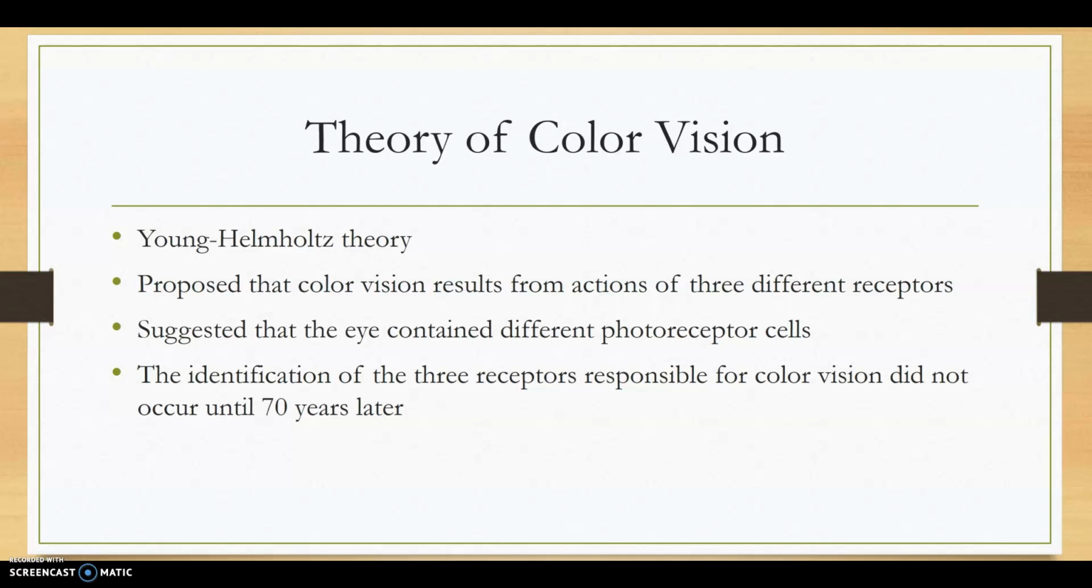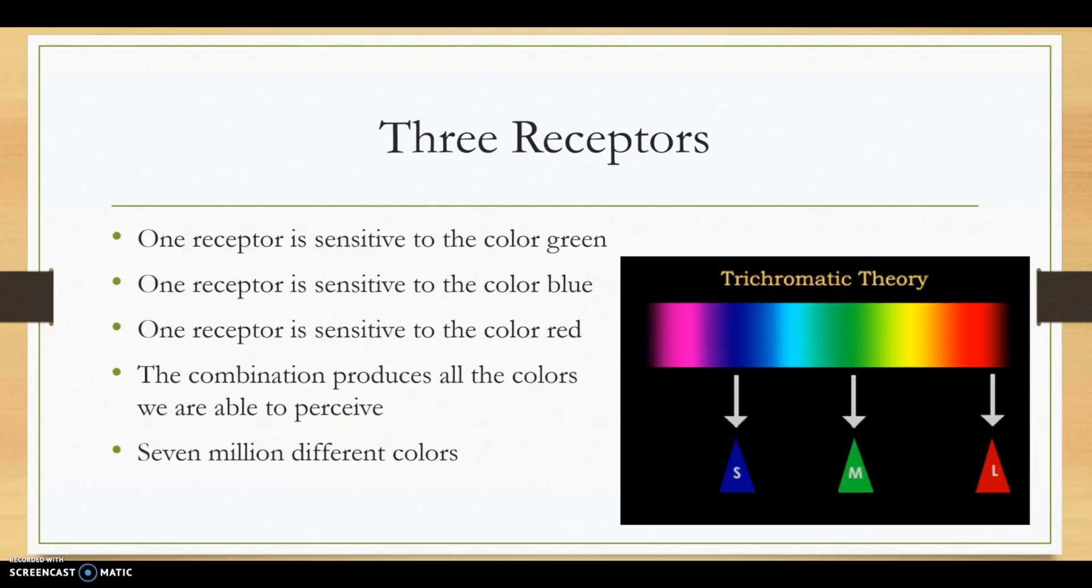And he suggested that the eye contains different photoreceptor cells that were sensitive to different wavelengths of light in the visible spectrum. The identification of these 3 specific receptors responsible for color vision did not actually come through until about 70 years later. And people with normal color vision need 3 wavelengths of light to create the different colors. So the 3 receptors found are as shown.